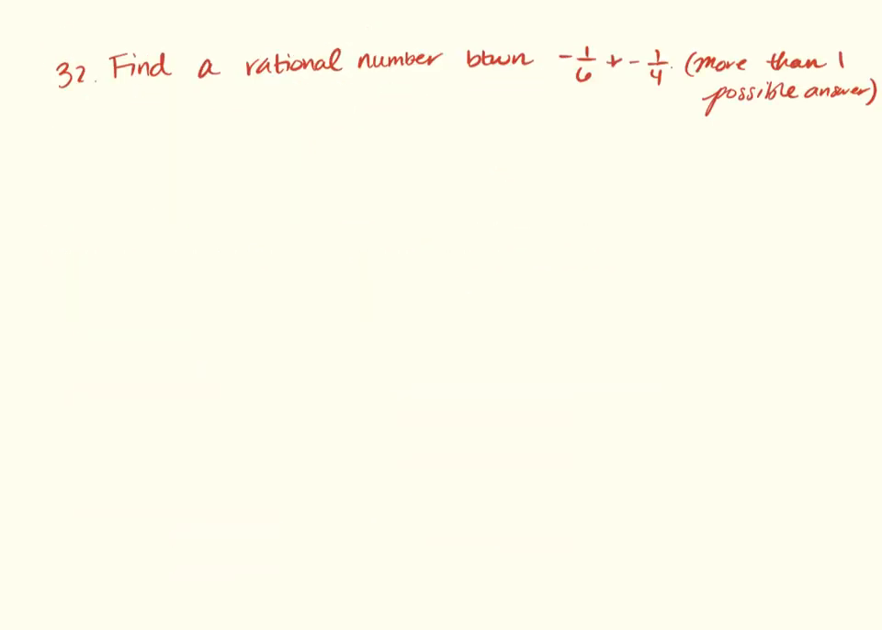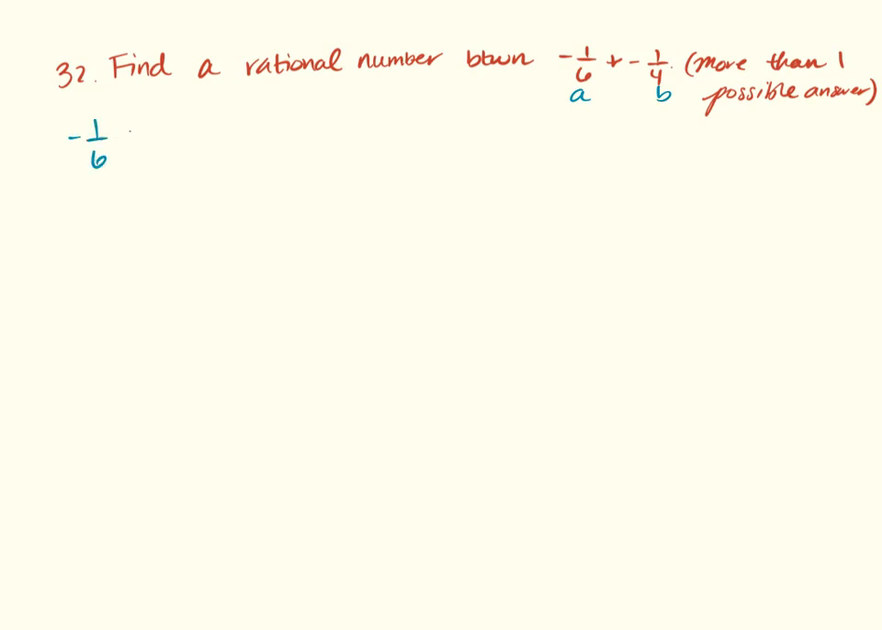Lastly, let's look at 32. It says find a rational number between negative 1/6 and negative 1/4. Since it didn't specify the exact distance, we can get more than one answer. So first, let's try just with 1/2. So negative 1/6 is larger than negative 1/4, right? So negative 1/4 is going to be my A, this will be my B.